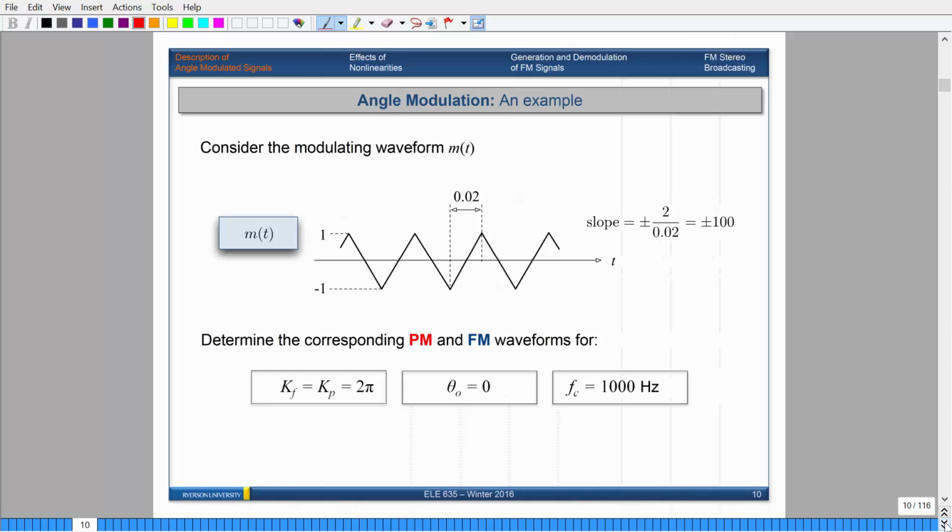You're varying the height of the carrier. But in terms of frequency modulation, it may not look so obvious when you're trying to visualize it. So this is an example to show you what it looks like, right? So consider this to be our message signal. This is basically a triangular wave, right?